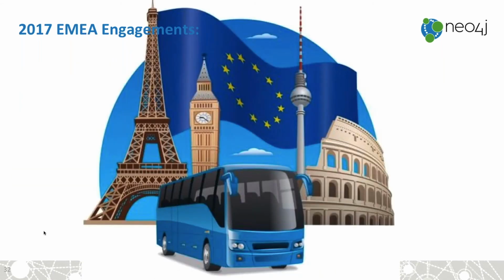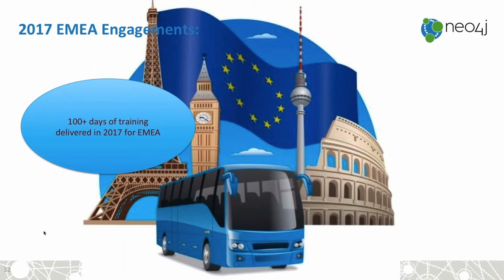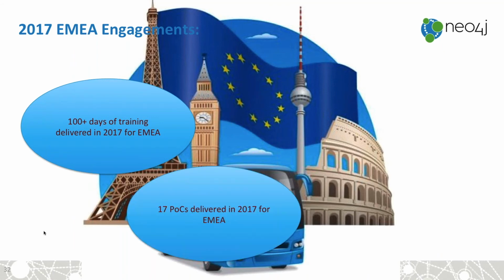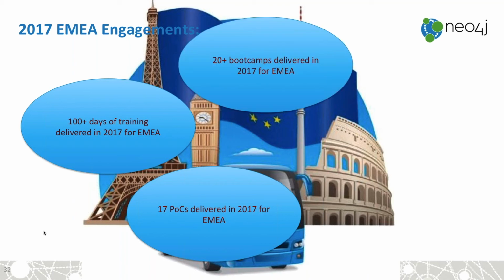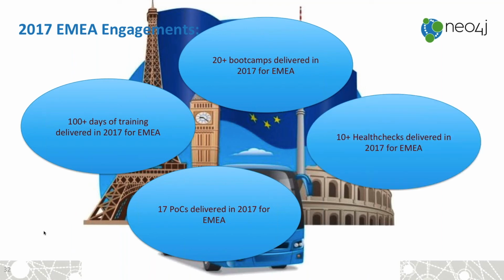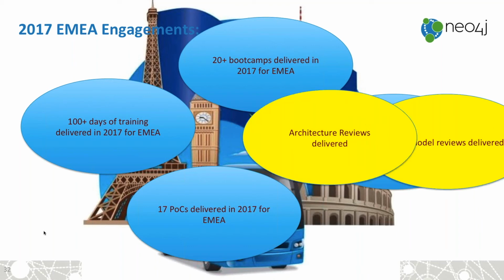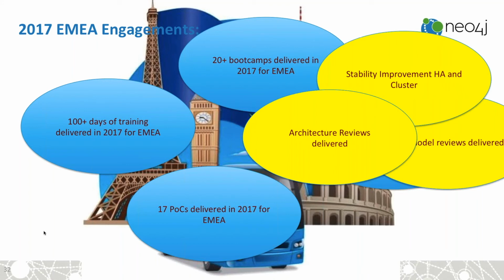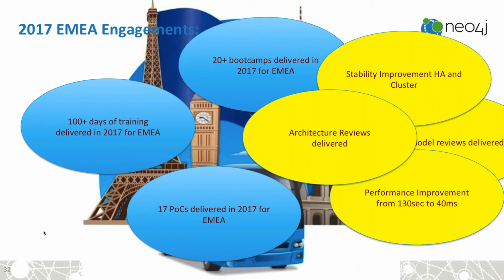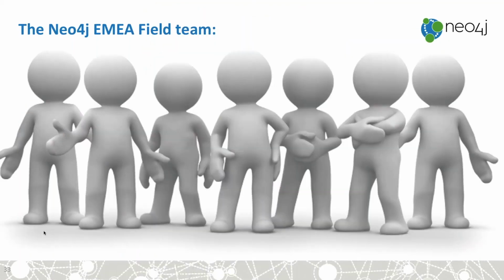So then the question is, what engagements have already been delivered out of the EMEA field team in 2017? All in all, we delivered over 100 days of training. We did 17 proof of concepts EMEA-wide, and we delivered over 20 boot camps for EMEA. And more than 10 health checks have been done this year, including architecture reviews, increasing the performance of one query from minutes to microseconds, reviewing the data model, and improving overall stability of the HA and cluster setup.